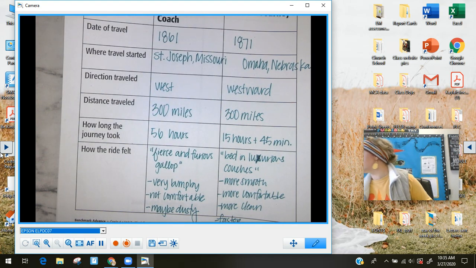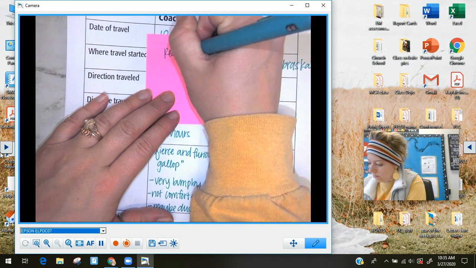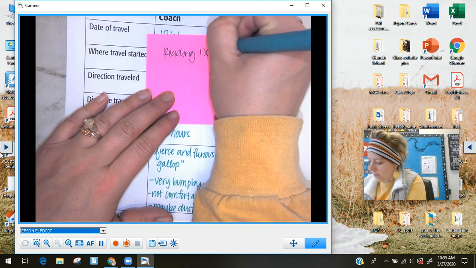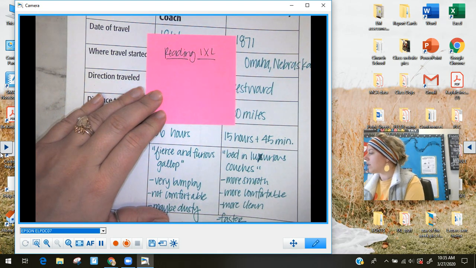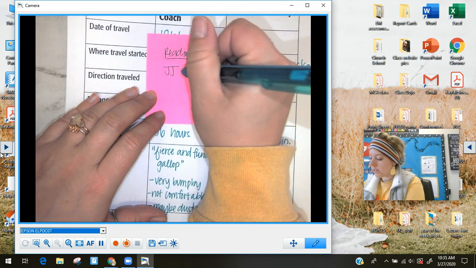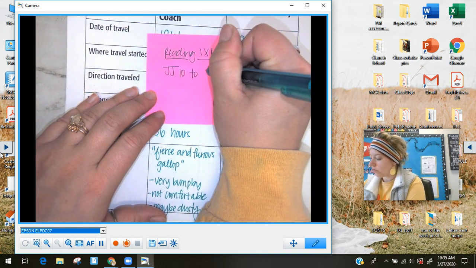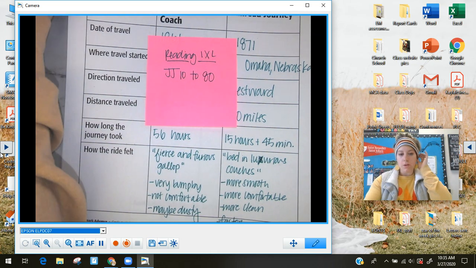It's just one short lesson. So your IXL, let me write it down for you. Your reading IXL, this is your assignment. You have to do this, JJ 10 to 80. Okay, that's your assignment.